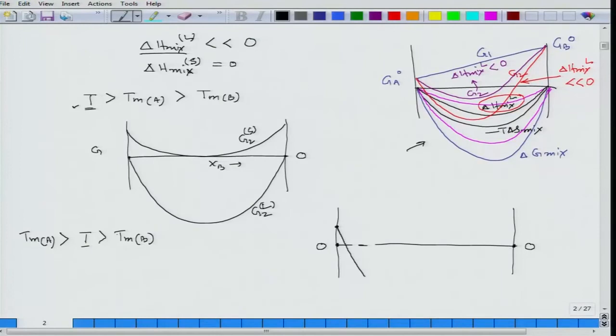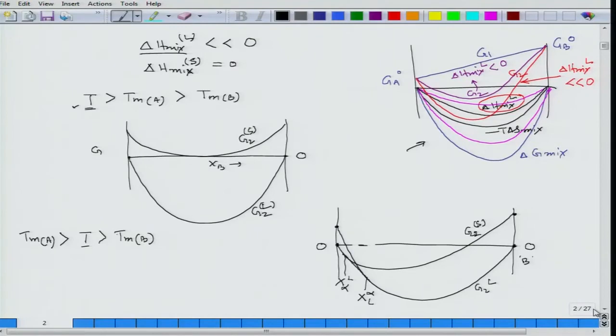So, the liquid line I can draw like this, whereas the solid line on the right side, this is pure B side, B rich side, solid must have higher free energy, because then only B can appear as a liquid. So, this is G2 liquid, this is my situation, this is G2 solid. So, now I have a common tangent here. So, this is composition X alpha in equilibrium with liquid, and this is X liquid in equilibrium with alpha.